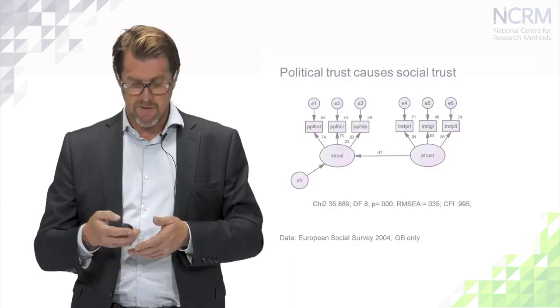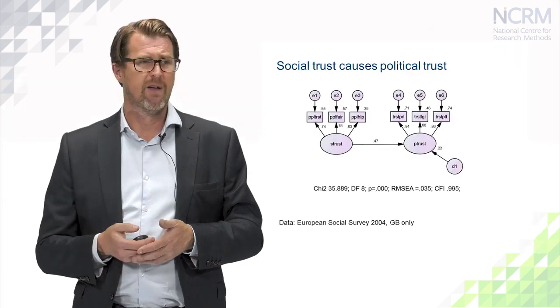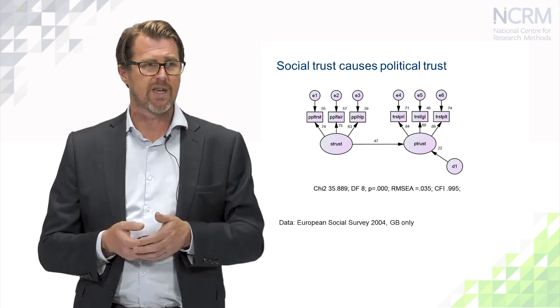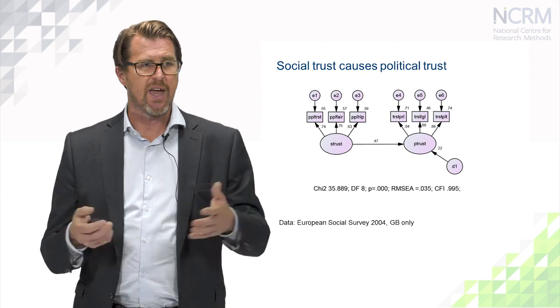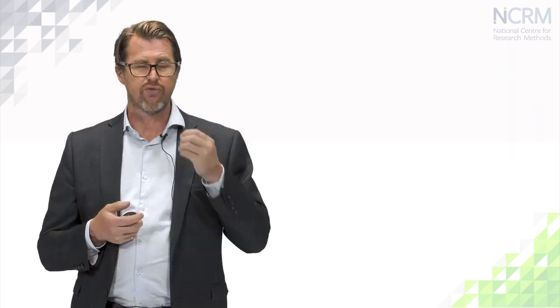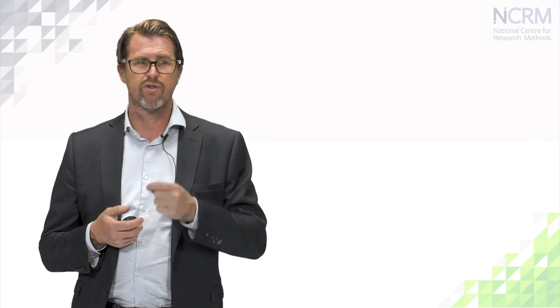But of course, we can simply reverse the direction of the path between social and political trust. This tells us something completely different. In fact, we reverse the causal direction that we see here. But the fit of the model, and the beta weight indeed, is exactly the same with this completely opposite model. So this is a caution about the strength of the conclusions that we can draw, even when our model fits the data well. It is not necessarily the true data generating model.